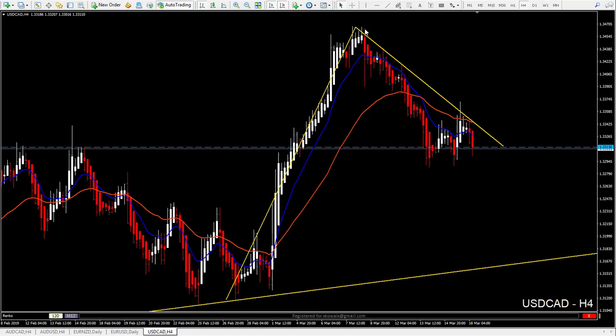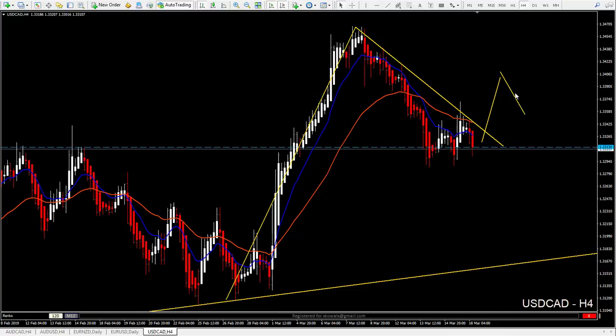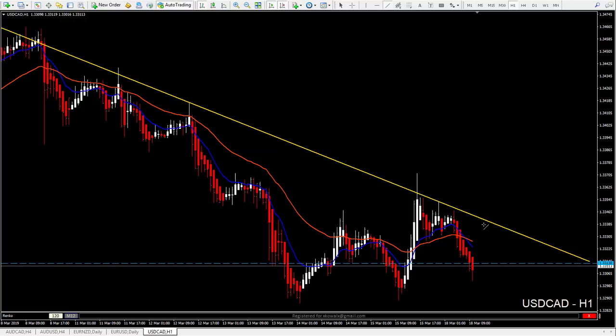We can go to the 4-hour chart, and we simply wait for the breakout and then 1 to 3s. Yes, we would like to see this. Or of course the 1-hour chart. After the breakout we would like to see that.